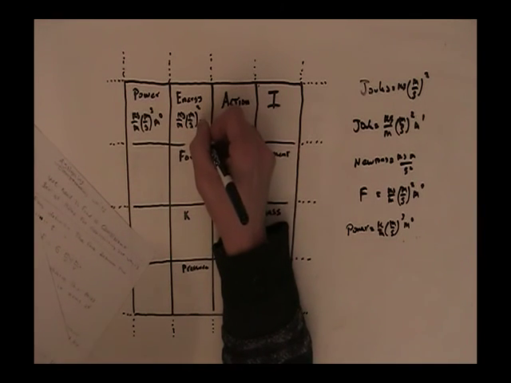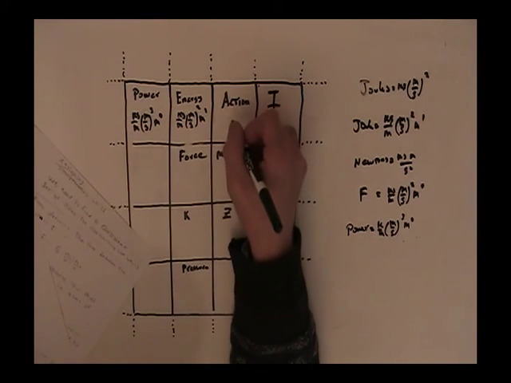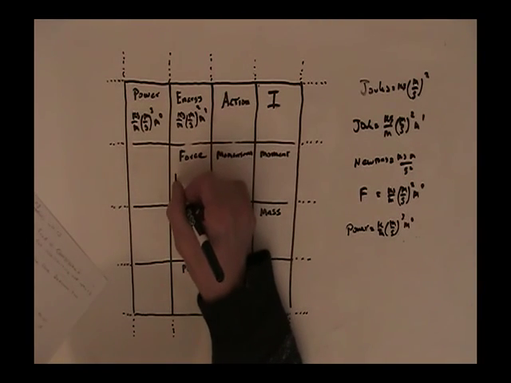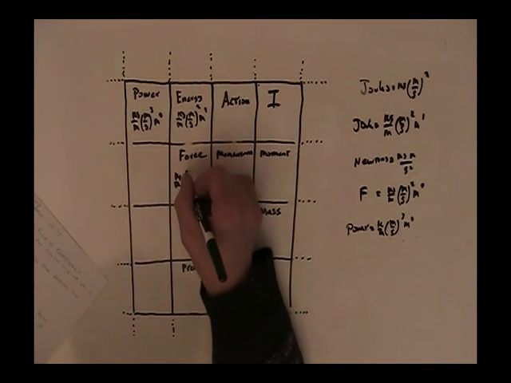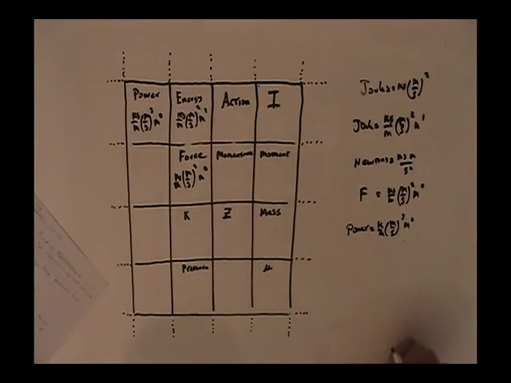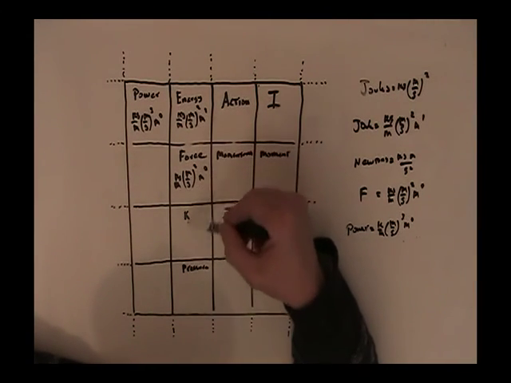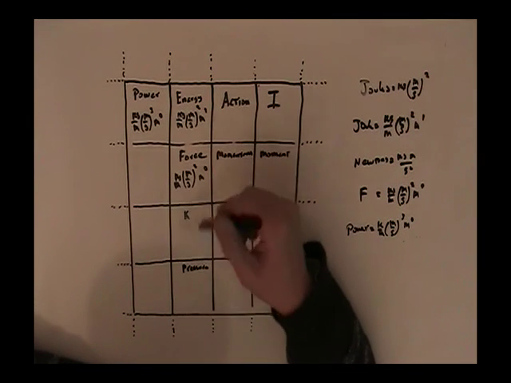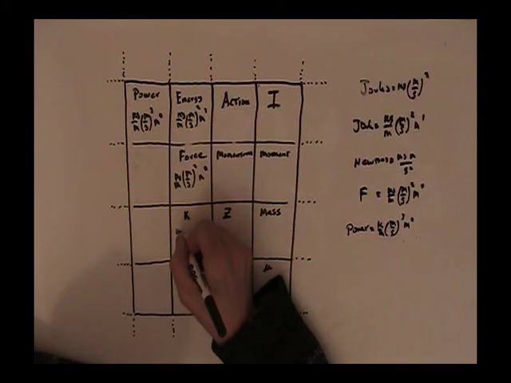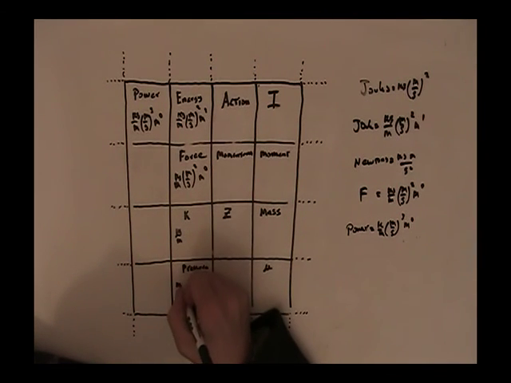Alright, and we'll fill in the last of these as well. These are meters per second cubed in this column. Meters to the -1, meters to the -2, meters to the -3. And again, we could go off this chart. This would be what, meters to the -4 and so on.